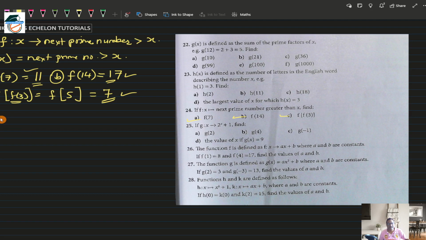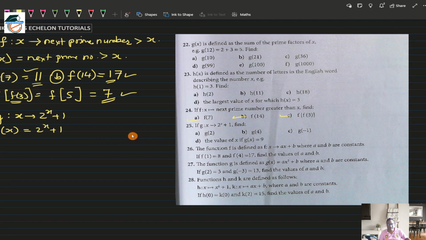In 25, the notation is this way. It is given g, semicolon, x arrow 2 raised to x plus 1. This is the function. Now this can be written in another notation: g of x is equal to 2 raised to x plus 1. These are two different ways of denoting a function, so you should become familiar with both ways. This is the way it is given in the book, and this is the way I have written. Both are one and the same, both denoting the same function g of x.